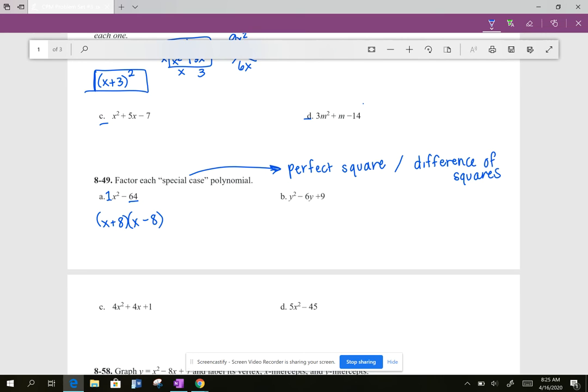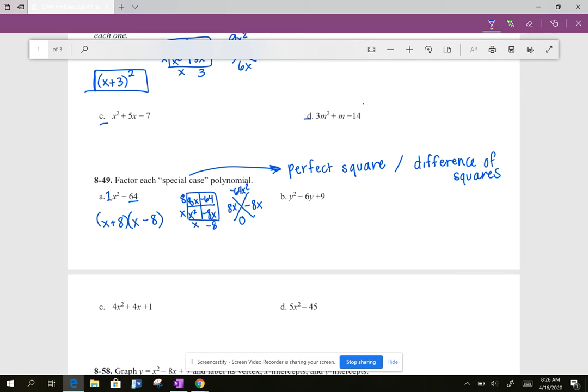But this is what it turns out to be too if I just use the generic rectangle and the diamond. Okay, x squared minus 64, multiply those two together. We don't have an x term, so we put 0 down here. 8x times negative 8x is negative 64x squared. 8x plus negative 8x is 0. What do you know? The shortcut works.